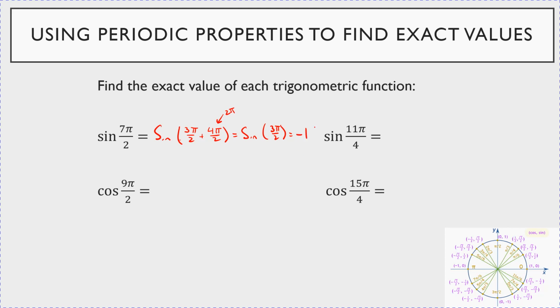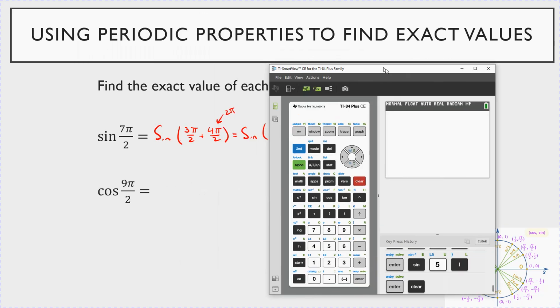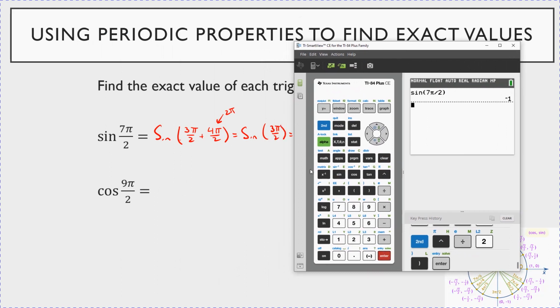And let's just grab our calculator here to verify that. So sine of 7 pi divided by 2, it's saying it's -1, which matches what I evaluated as sine of 3 pi over 2.